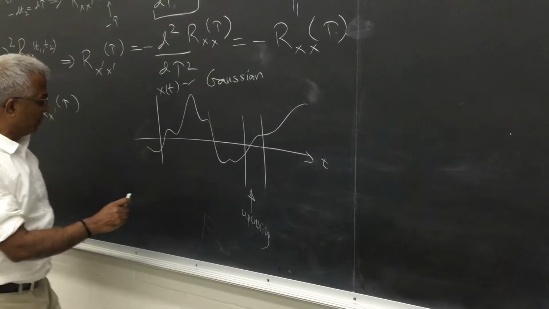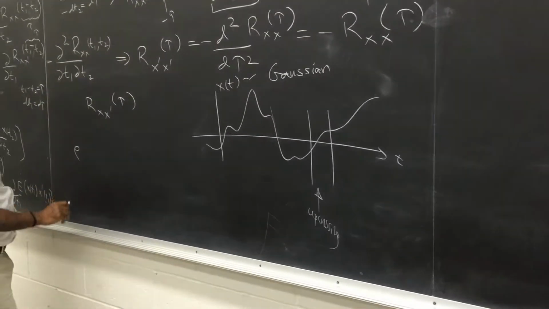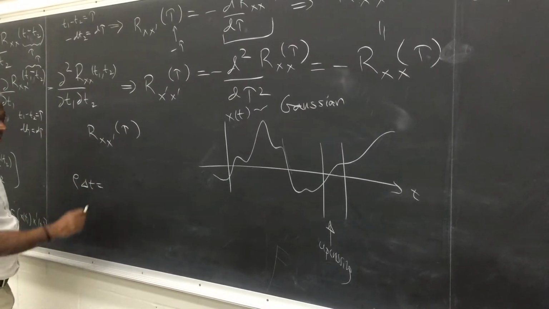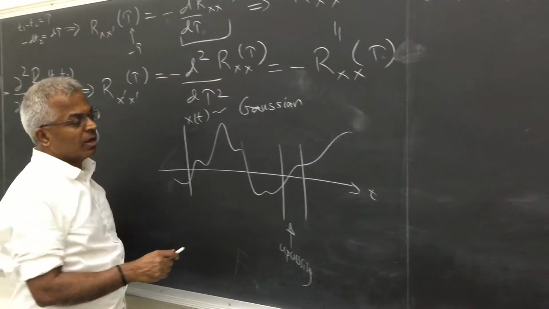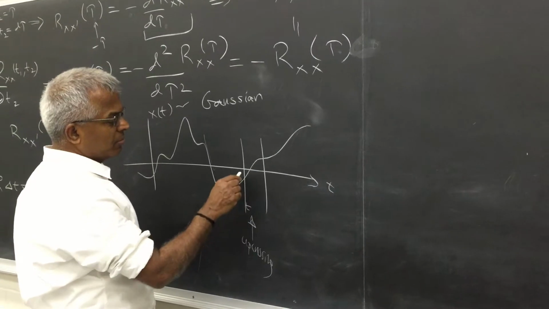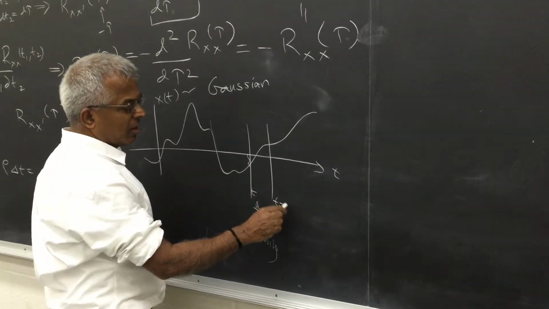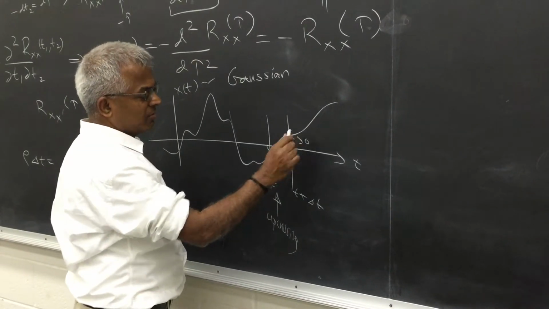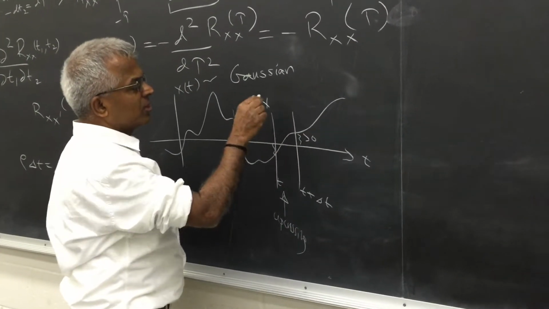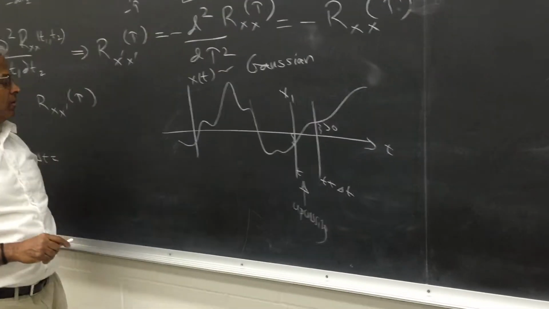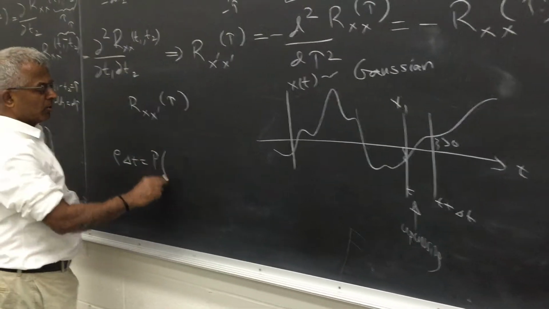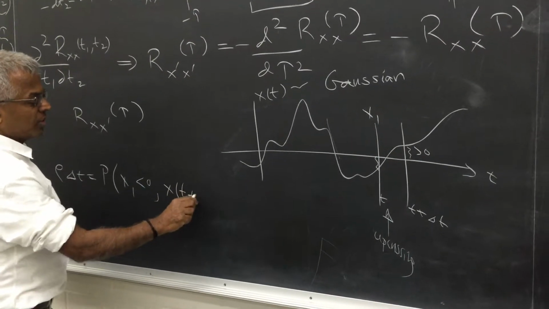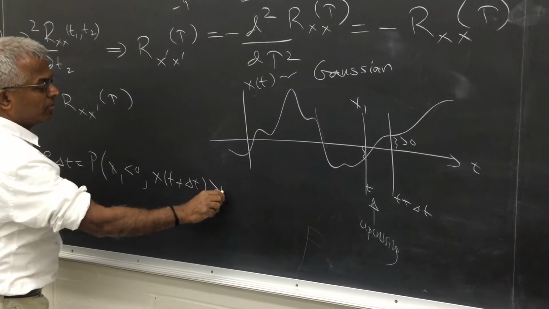So if I define rho to be the up-crossing rate, the probable up-crossing probability rate, then an up-crossing will happen if at t the function has to be negative, and at some delta t later the function needs to be positive. So let me call this random variable x1. We want x1 to be negative and x of t plus delta t to be positive.